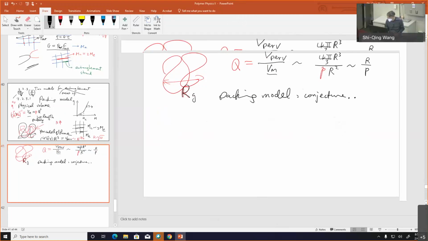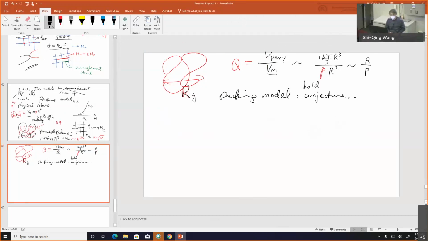Okay, so in any case, the whole idea of the packing model is this conjecture. Very bold conjecture. And it turns out to work.